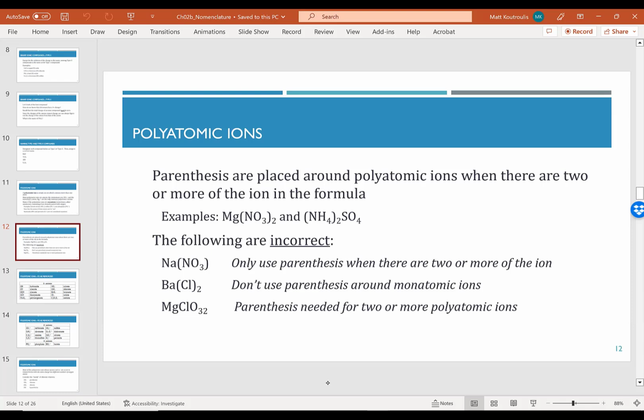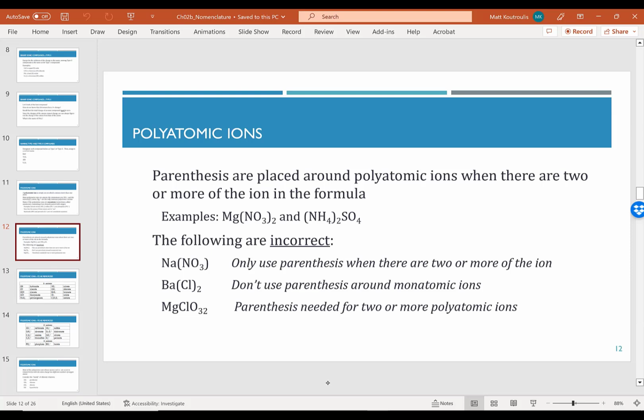Good. So these are all incorrect here. NaNO3 with parentheses is incorrect because if you only need 1 nitrate, you would never put parentheses. Someone would understand it, but I would say, ugh, and my stomach would revolt looking at that. BaCl2 is incorrect because yes, you do need 2 chlorines, but chloride's a monatomic ion. So you're trying to group something that doesn't need to be grouped. So don't use parentheses around monatomic ions.